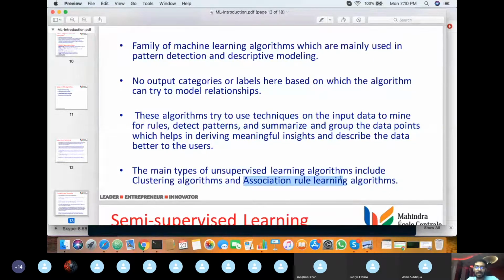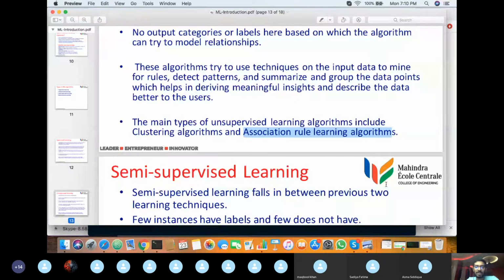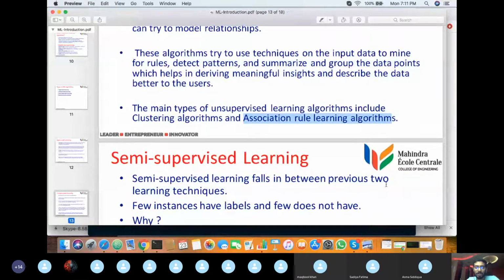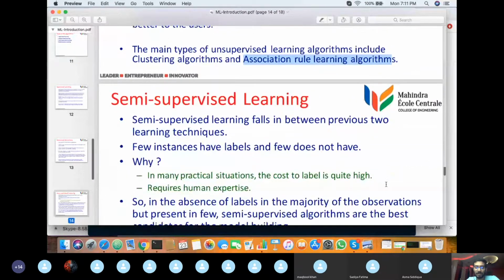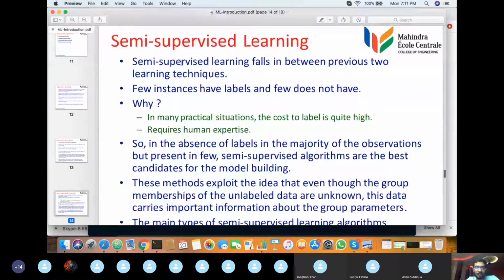Again, as I mentioned, we won't really be diving into these algorithms right now. Probably some of you might be working on these clustering algorithms during your internship. But we'll just be giving you a basic insight into a few of the algorithms, and the rest you can learn through the material that we provide. Okay. Now coming to semi-supervised learning.